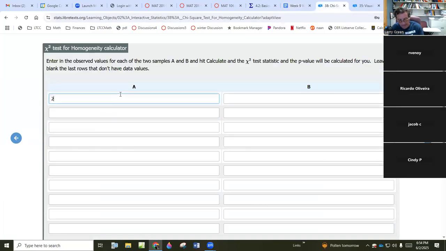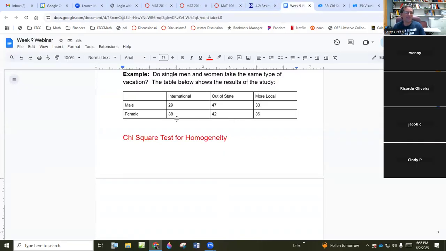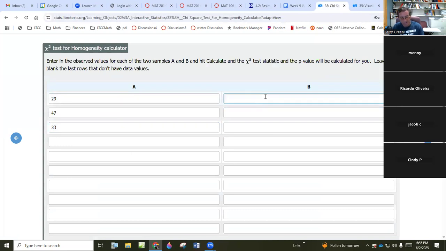So 29, 47, 33. And for B, we have 38, 42, 36. Any questions on putting it into the calculator?